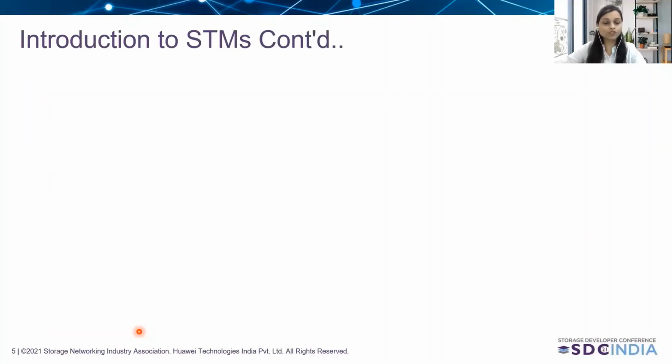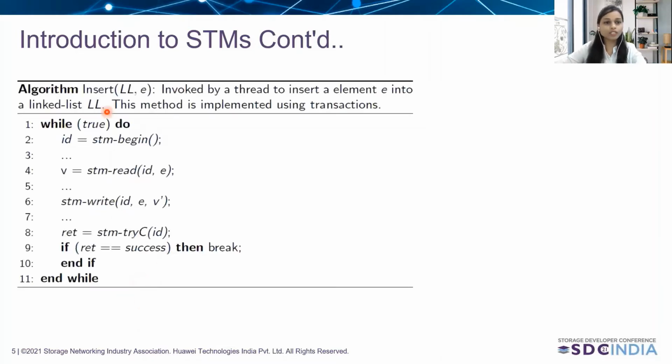So let's understand the execution of STM better through this example. For this, we have considered an algorithm which wants to insert the element E into the linked list LL. It is invoked by a thread to insert the element E into the linked list LL. This method is executed through transactions. It executes a sequence of instructions in such a way that line number 2 gets the unique timestamp through STM begin, and after that, the thread identifies the appropriate location to insert the element E into the linked list using the STM read function. And then through STM write, the thread is updating the element E with the value V prime in the local memory. And at line number 8, it's validating the changes made by the transaction.